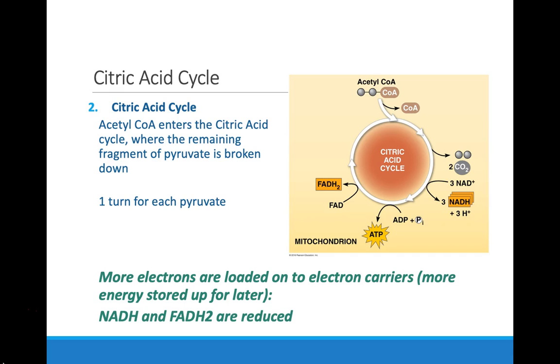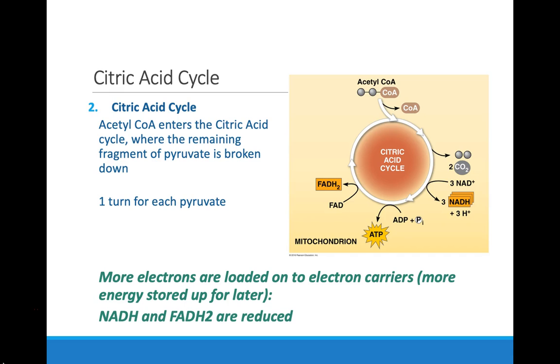So the citric acid cycle is important because it completes the breakdown of glucose. So acetyl CoA enters the citric acid cycle, and ultimately, the last of the original carbons that were part of glucose are released as carbon dioxide. So we have now extracted all of the energy that we're going to get from that glucose, and we've released it as carbon dioxide.